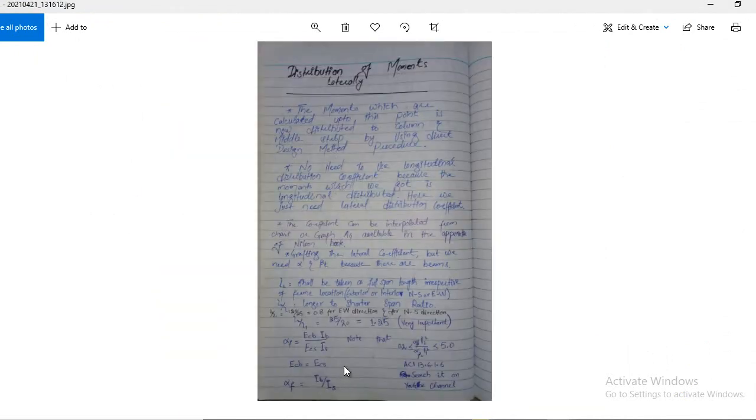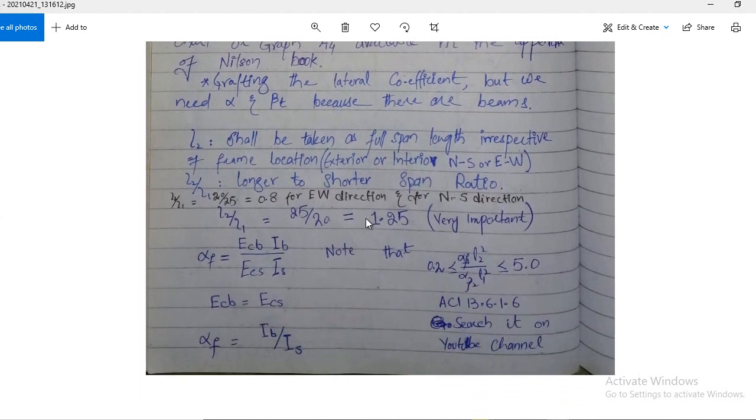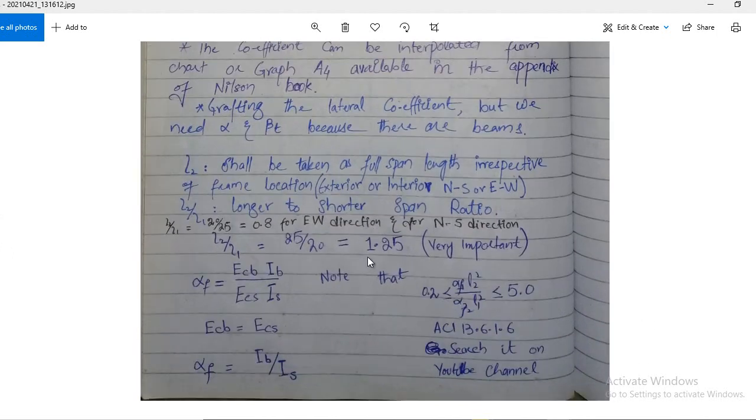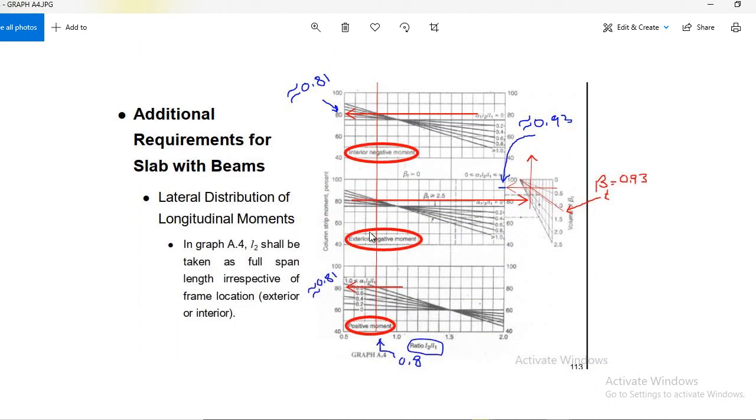Now where is this ratio? Here we have L2 by L1, that is in our case 0.8 for the east-west direction for the interior frame. Here we have 0.8. I already marked that point, because it starts from 0.5, then 0.6, 0.7 and 0.8. So this red line basically denotes 0.8.